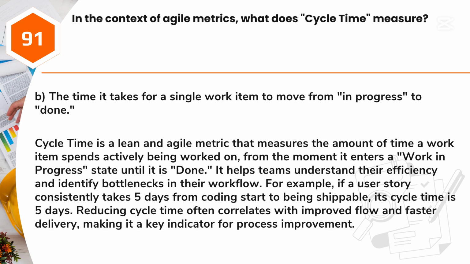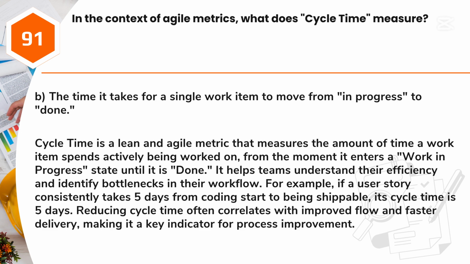Answer: B. The time it takes for a single work item to move from in progress to done. Cycle time is a lean and agile metric that measures the amount of time a work item spends actively being worked on, from the moment it enters a work in progress state until it is done. It helps teams understand their efficiency and identify bottlenecks in their workflow. For example, if a user story consistently takes 5 days from coding start to being shippable, its cycle time is 5 days. Reducing cycle time often correlates with improved flow and faster delivery, making it a key indicator for process improvement.